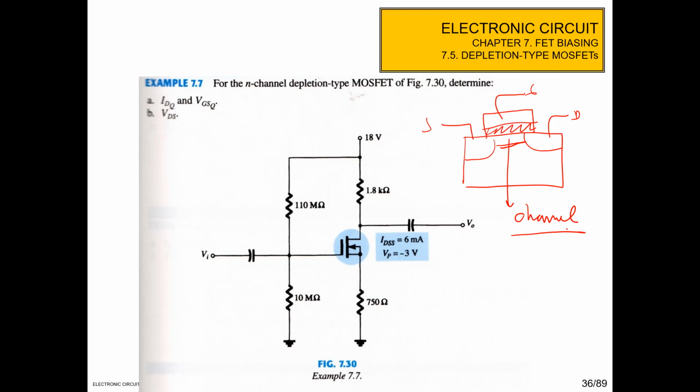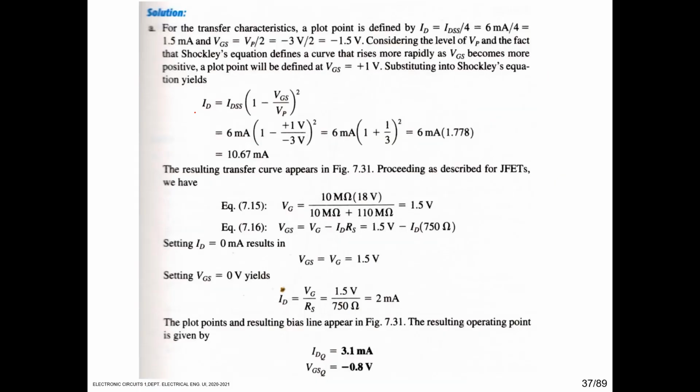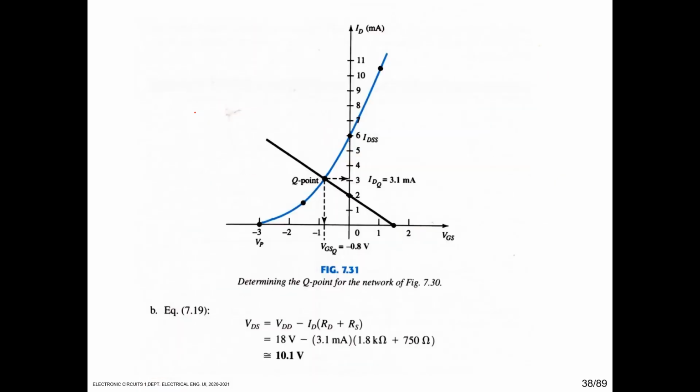I mean that we construct the channel under the silicon oxide. So this is the depletion type, and in the notation, the line here is solid, and the enhancement type is the dashed line in notation. Okay, so determine the IDQ and VGSQ and also VDS from the circuit. And then first we have to plot the device characteristic, the blue line.